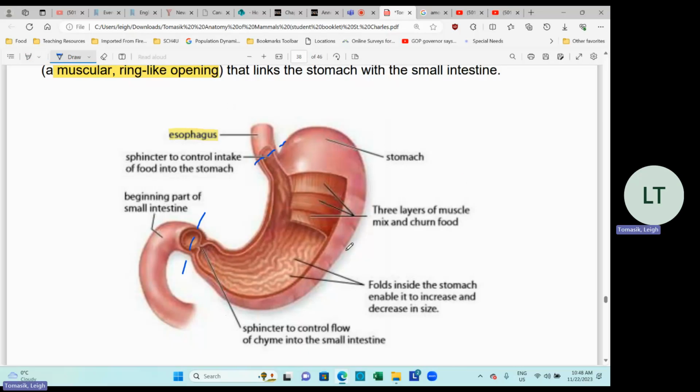And you can see the stomach is a big bag of muscle. So the layers of the stomach are layers of muscle, 3 layers of muscle that allow your stomach to move in different directions, and it churns food, right? Churn means to squeeze and move the food. And then you can see there are folds on the inside of the stomach that enable it to increase in size. So it's all squished up if there's no food in it. But once you start adding food in it, the wrinkles expand and your stomach can expand. Isn't that neat?